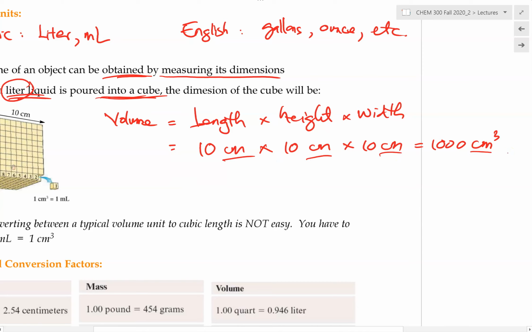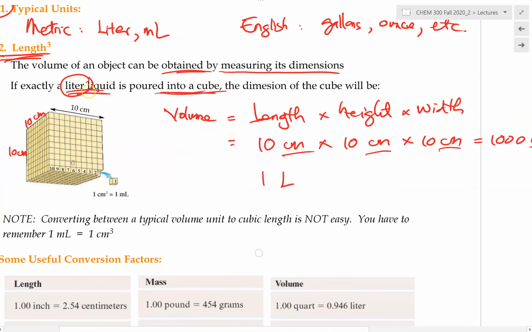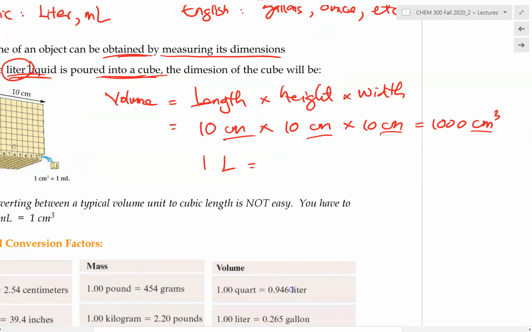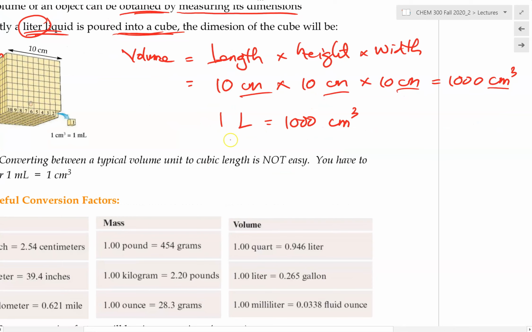So in this case, we can see that 1 liter of liquid, when we put this into this cube, will have this volume. So therefore 1 liter is equal to 1,000 cubic centimeter, right? And this is a very important relationship that we need to remember, because a liter is the typical unit of volume that we have seen.